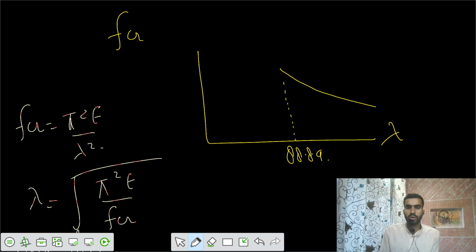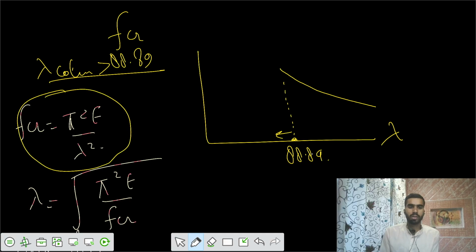Before this critical lambda, your equation is not valid for those columns. So the value of lambda for the column should be greater than 88.89 for Euler's theory to be applicable. And if it is lesser than 88.89, there would be deviation in those results. We can't directly use that equation for lambda lesser than 88.89.